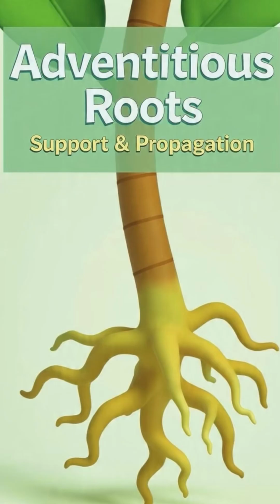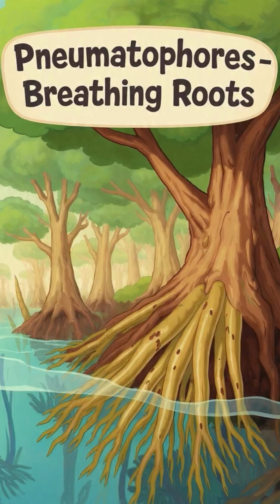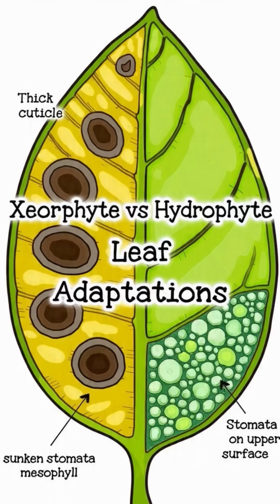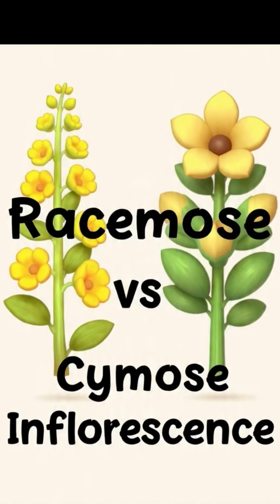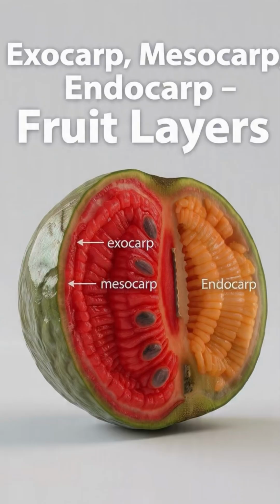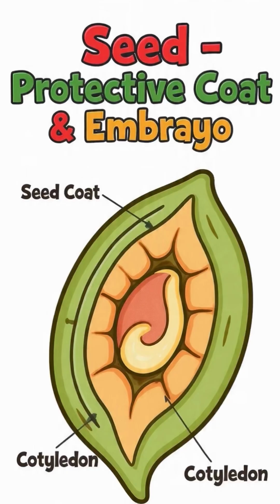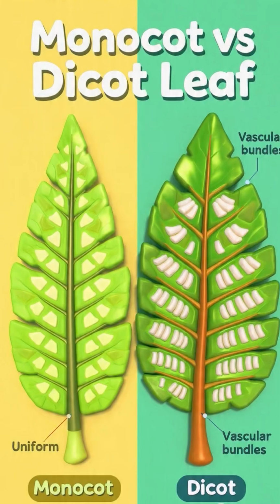Now flower, fruit and seed anatomy. Flower and inflorescence. Peduncle, flower stalk support. Inflorescence types: racemose, main axis continues, and cymose, main axis ends in flower. Fruit anatomy, fruit wall. Pericarp has exocarp, mesocarp, endocarp for protection and seed dispersal. Seed anatomy, seed coat protects the embryo. Cotyledons store food. Embryo will grow into a new plant.